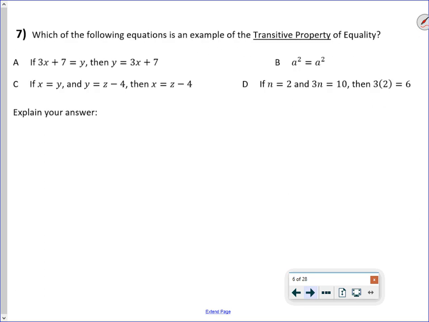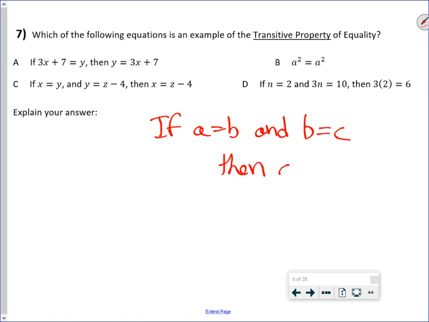All right, which one of the following is an example of the transitive property? So the transitive property is if A equals B and B equals C, then A equals C. So the one we're looking for here is this one. If X equals Y and Y equals Z minus 4, then X equals Z minus 4. And then you can see the transitive.